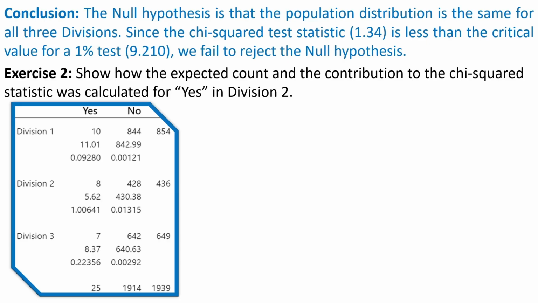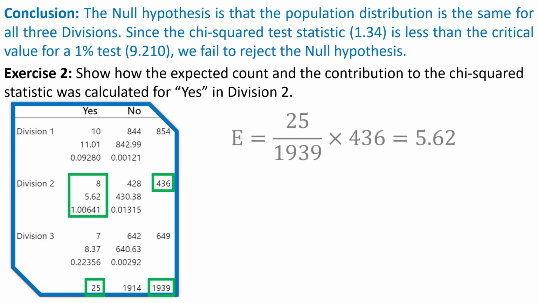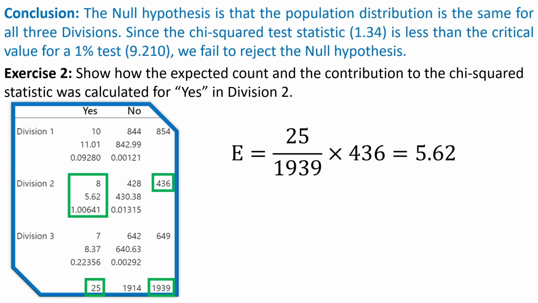Next question is to show how the expected count and the contribution to the chi-squared statistic were calculated for the response yes in division 2. So we're looking at this contingency table. The expected value when you're working with a contingency table is going to be the column total divided by the grand total times the row total. So here the column total is 25, the grand total is 1939, the row total is 436. We get an expectation of 5.62, which you can see is in agreement with what's in the table.